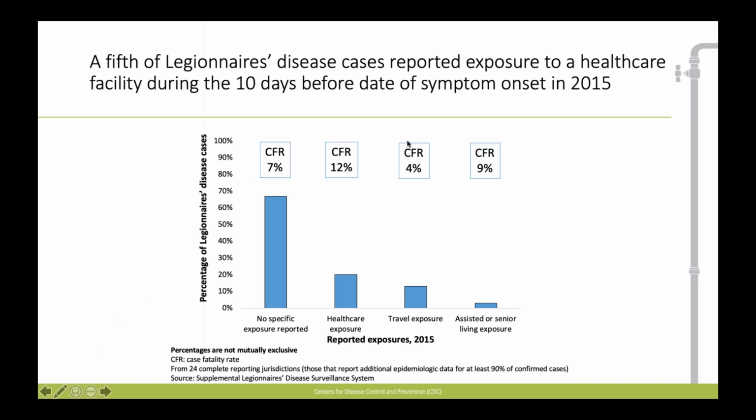Oh, there it is. So you can see the case fatality rate at the top. While the percentage of cases associated with healthcare is relatively low, only about 18 to 20%, the case fatality rate of patients associated with healthcare is much higher than associated with other modalities such as travel or assisted living or senior living.